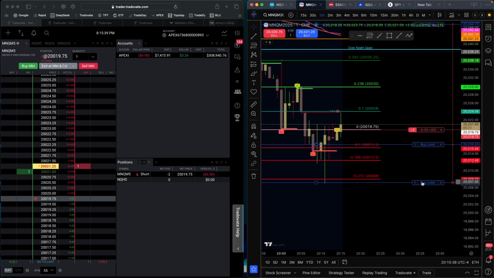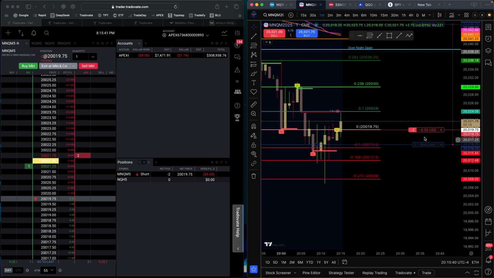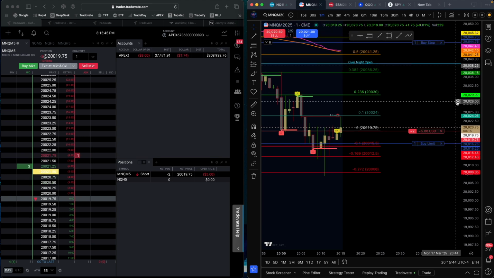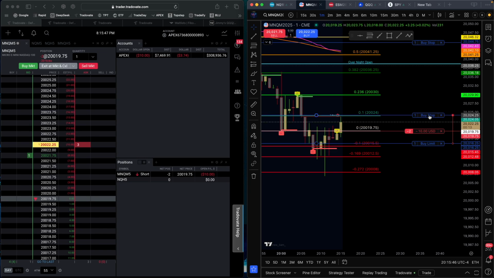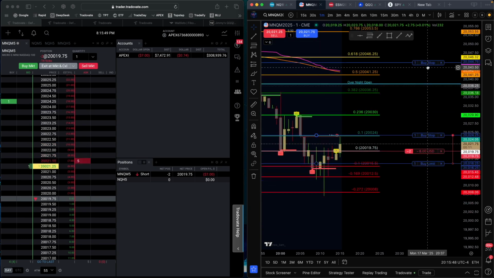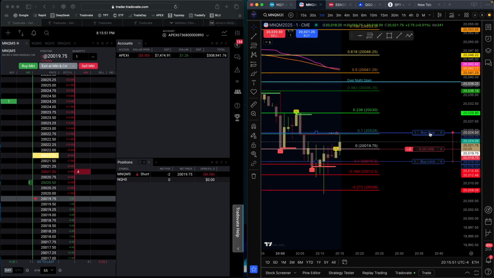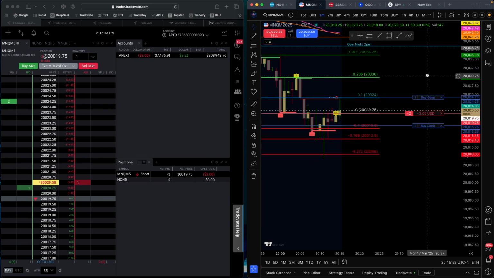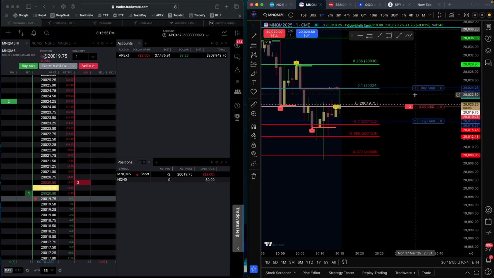By putting that order in already, it's going to buy me in or not. And I have a stop loss already preset. So once I'm bought in, it's just basically going to hit my stop loss or it's going to hit my take profit, one way or the other.